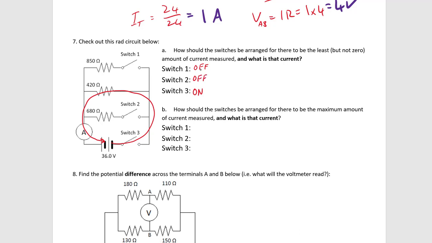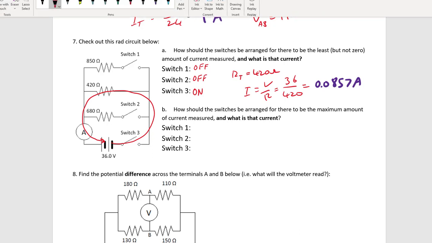And if that's the case, what you'll have is a total resistance of 420 ohms. And that means I equals V on R. So it was 36 volts, so it'll be 36 over 420. And you should end up with a number like 0.0857 amps.